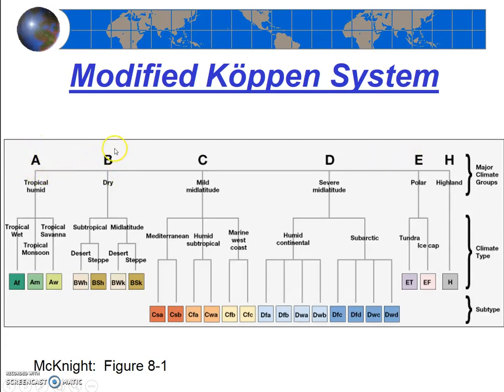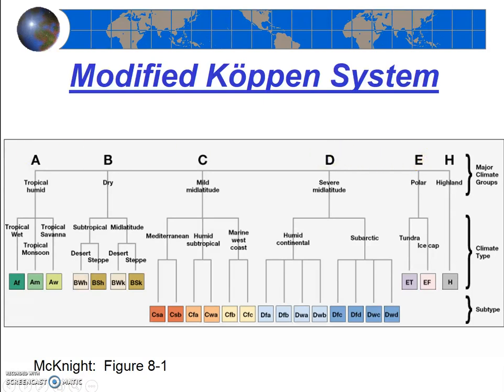the equator, the B often, but not always, being near 30 degrees north and south, and then the C and D climates being in the mid-latitudes, 30 to 60 degrees or so, and then the polar climates being more poleward.